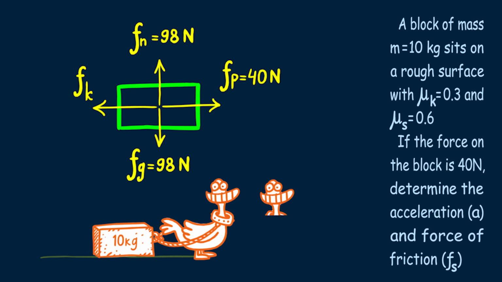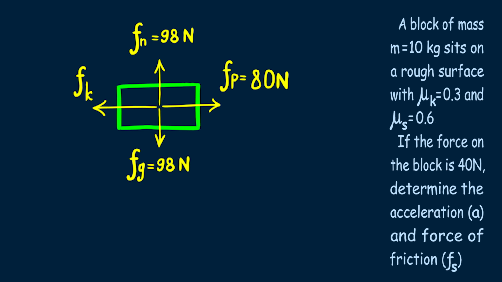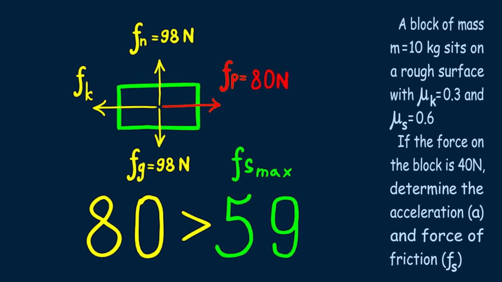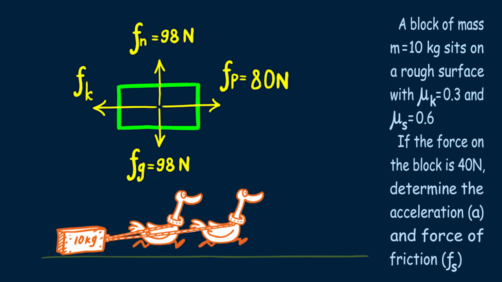Now let's see what happens when we double the pushing force to 80 newtons. In this case, the pushing force of 80 newtons is greater than the maximum static friction of 59 newtons we calculated before. So we know that our block will break free and start moving.